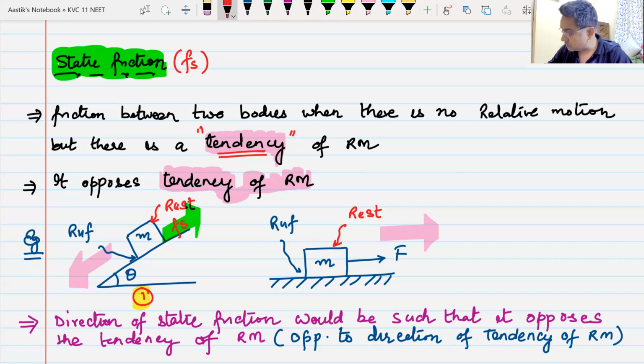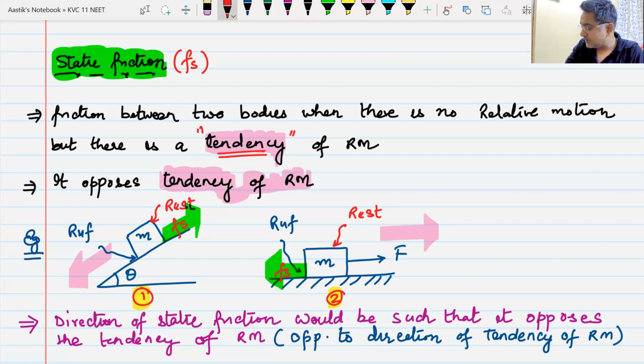Let us move on to diagram number 2. Again, I am applying a force on the body. The body wants to move. The body is not moving. Something is stopping it. Static friction is stopping it. What is the direction of static friction? Left side. On this body, it has to be left. As simple as that. It wants to move towards the right. It is not moving. Something is stopping it. Static friction is stopping it. It has to be left. So this is how we determine the direction of static friction. Do we understand this? Yes or no?